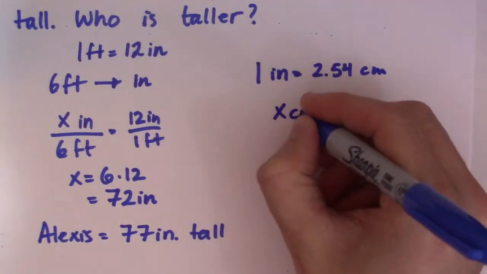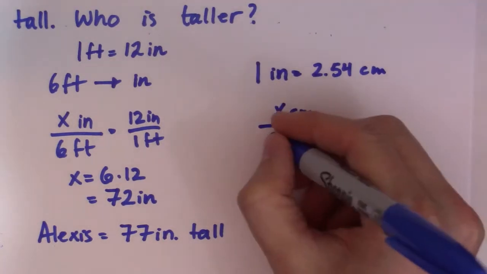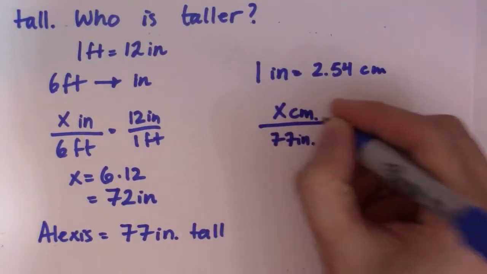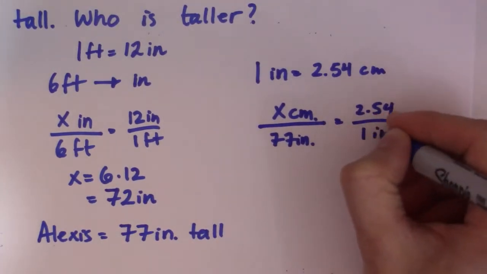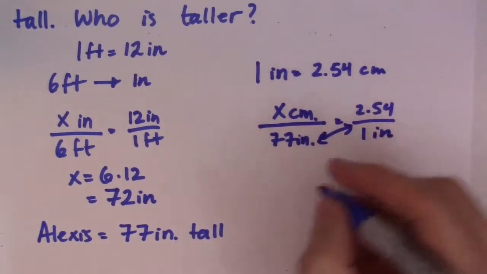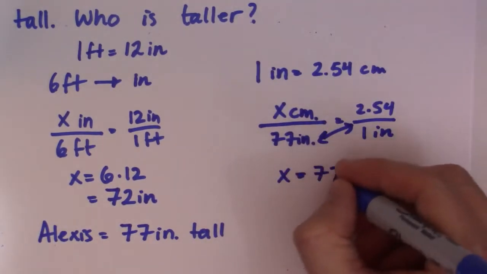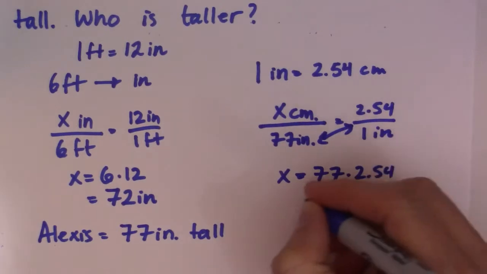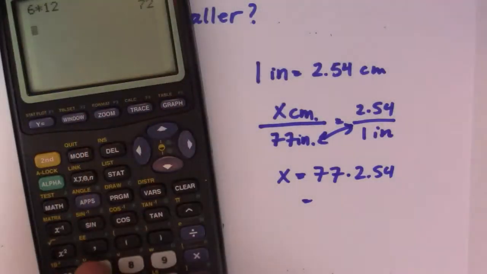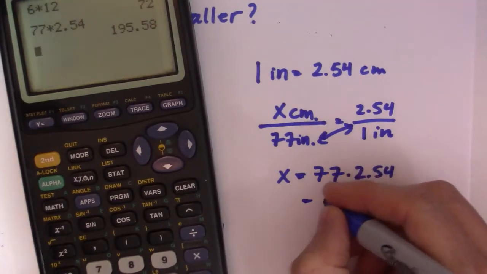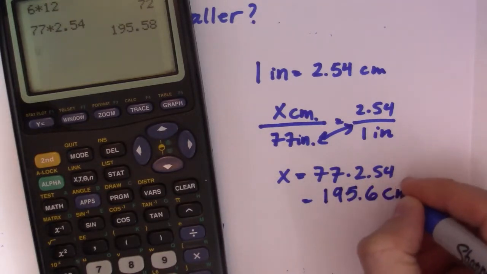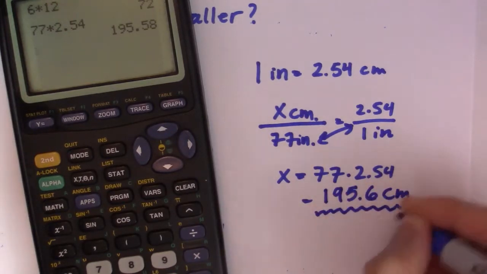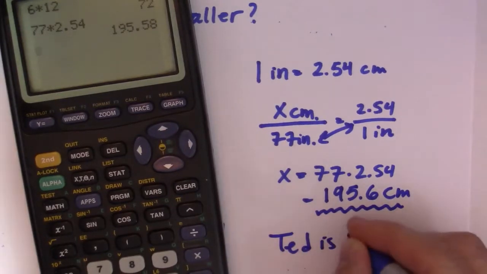So I'll write x centimeters all over 77 inches, and then all I have to do, guys, is match up my units. So I have 2.54 over 1 inch. So then I just cross multiply. So x is equal to 77 times 2.54, and that is 195.6 centimeters. So Ted is taller.